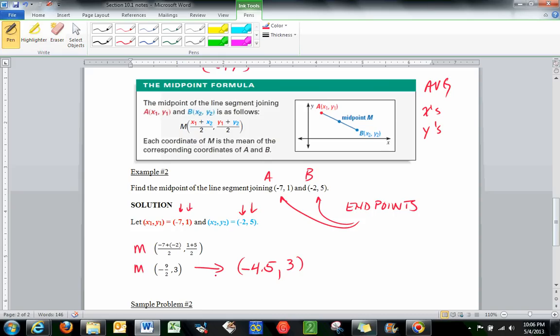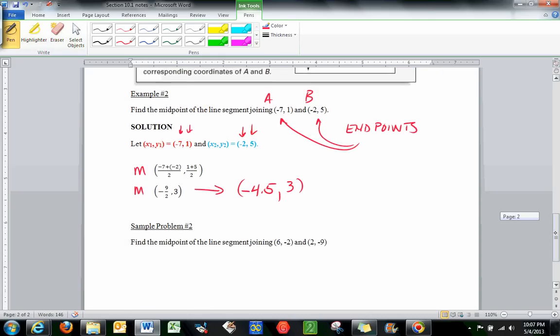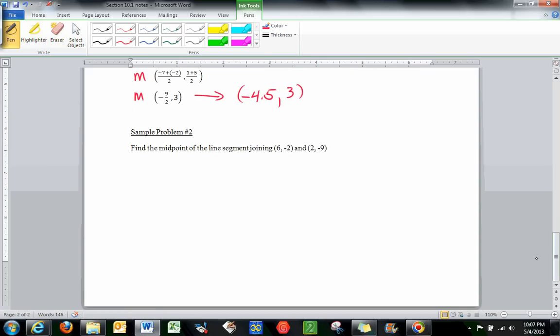So just to get a quick review of the midpoint formula again, we'll work a sample problem. Go ahead and pause the video now and give that a shot. Okay, so I'm going to take my x's, 6 and 2, and divide those by 2, and of course that's going to make my x coordinate. And then my y's are going to be -2 plus, in this case, a -9. We're going to divide that by 2, and of course I want to write that as a big ordered pair. So 6 plus 2 is going to give me 8.